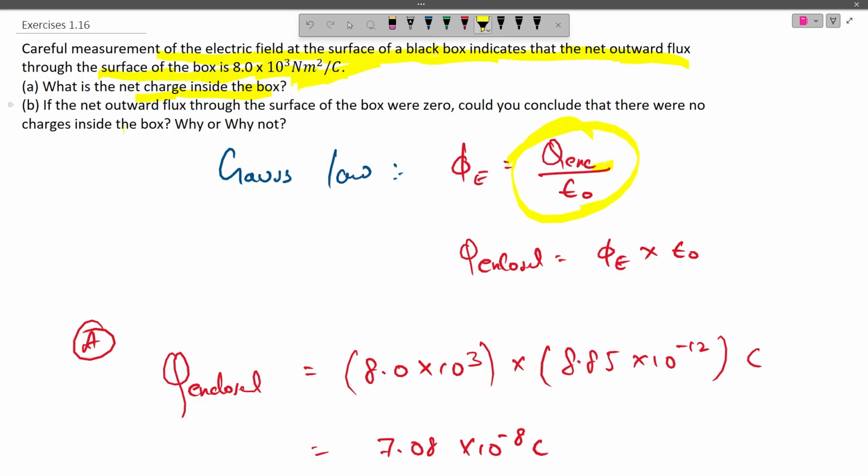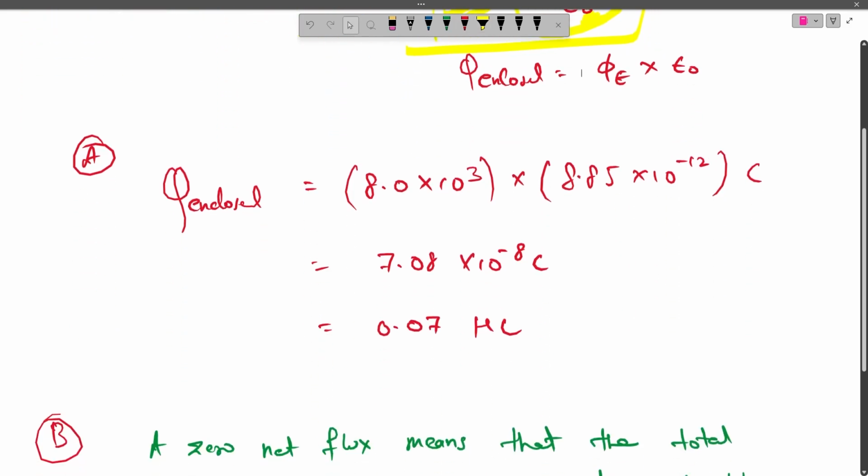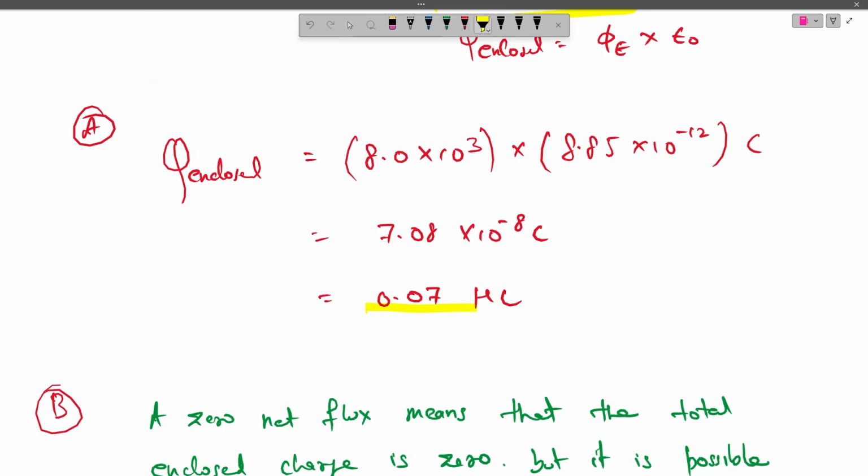Now we have been given the flux and we are being asked about the net charge inside the box. So in this expression we see that the value of flux is given and we are being asked about Q enclosed, and epsilon naught is a constant, so we already know the value. So using this formula we can find out the net charge inside the box. Solving this we will get the value of 0.07 microcoulomb.